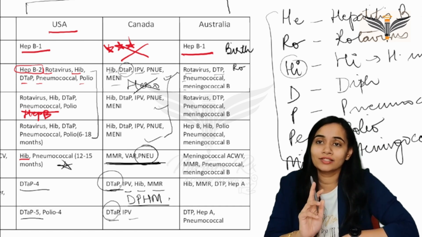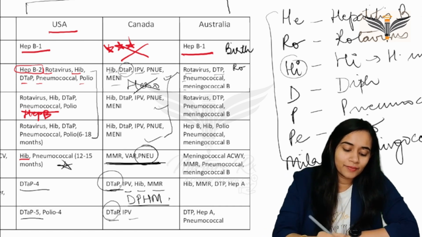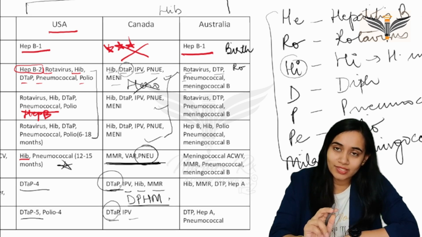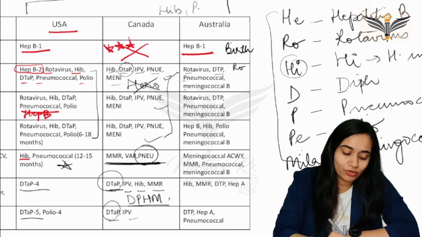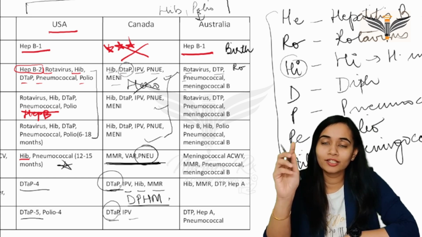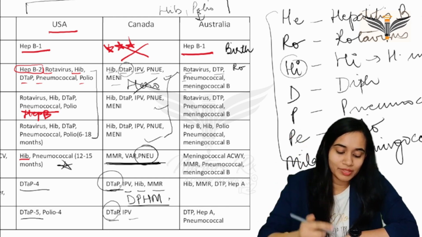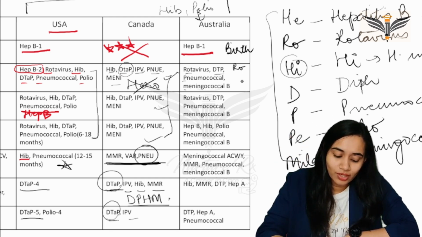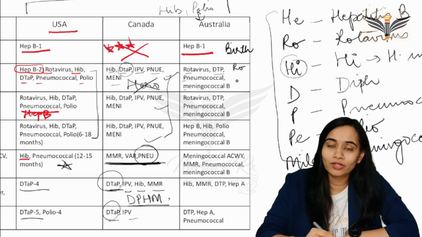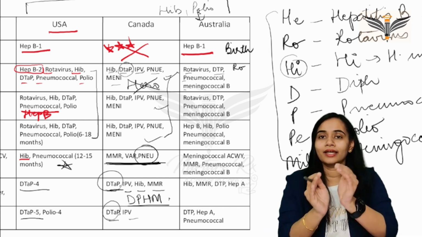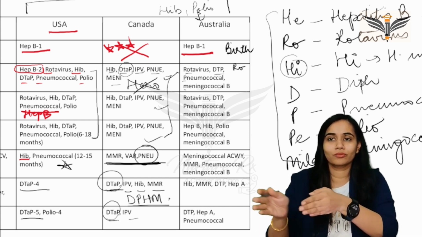So what are the vaccines which are missing here? The H influenza vaccine and the polio vaccine is missing in Australia. Okay. So from our mnemonic, H influenza B and polio vaccine are missing. But it is easier to remember, because when you see what is missing, the rest of the things are given at 2 months, 4 months and 6 months.